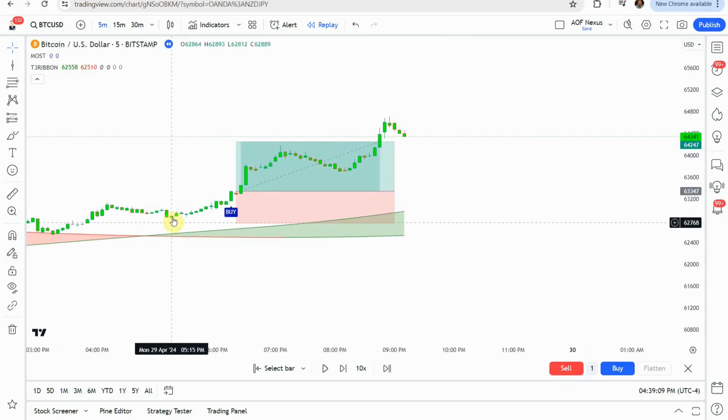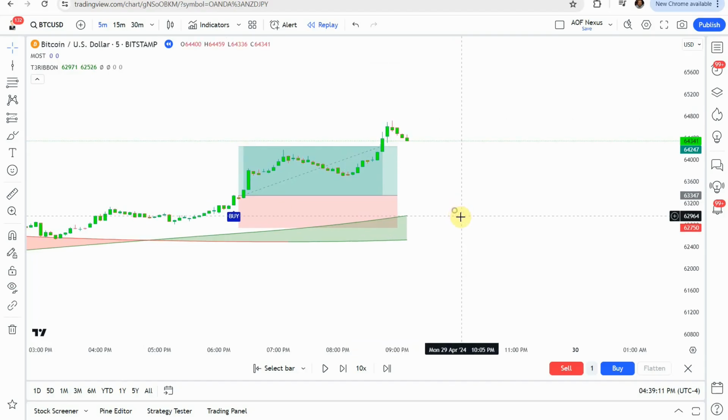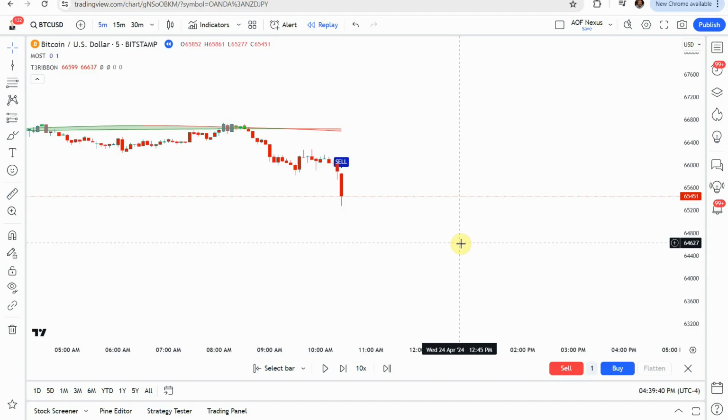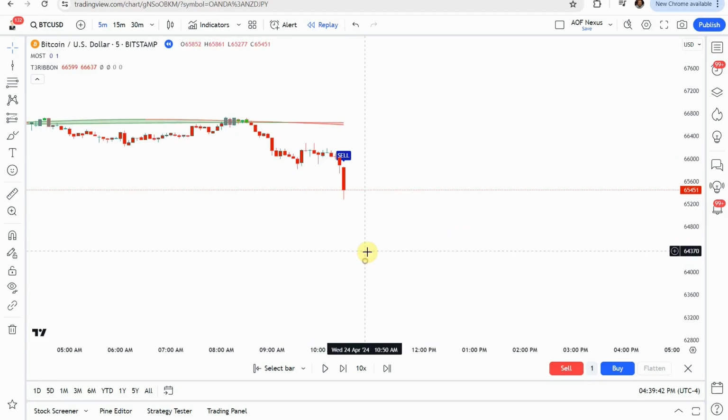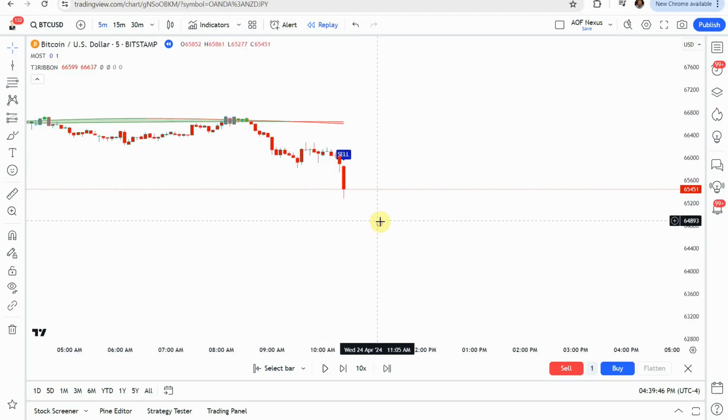And it takes just a little bit, but we eventually stair-step our way up there, getting us to our take profit. And for a sell trade, a short trade, what we are looking for is going to be the sell signal from the MACD indicator, like this one right here.